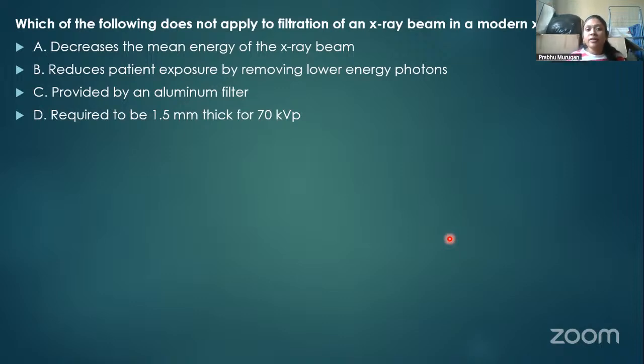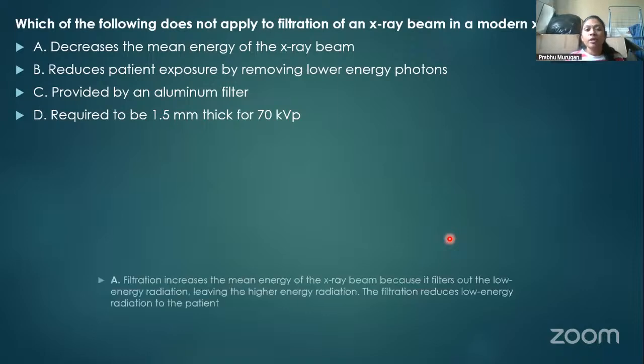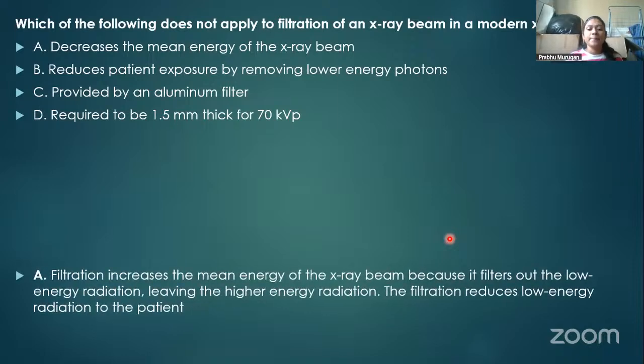Now, just now we saw, right? Filtration is the other factor that is going to affect the quality of radiation, which means the energy of the X-ray beam. So decrease in the mean energy, that is going to be the odd one out. The answer is option A.